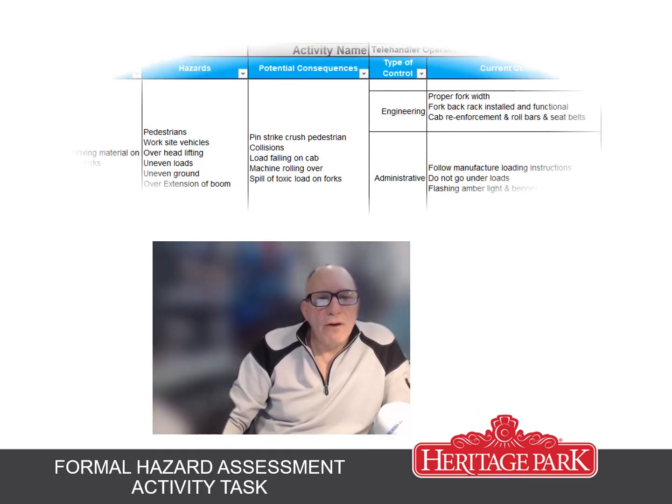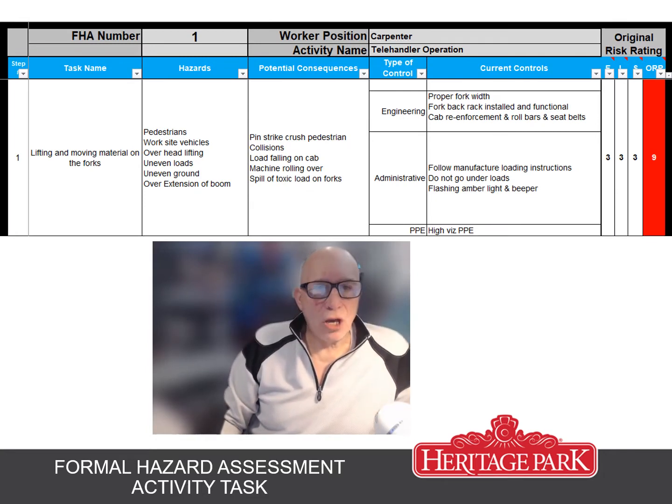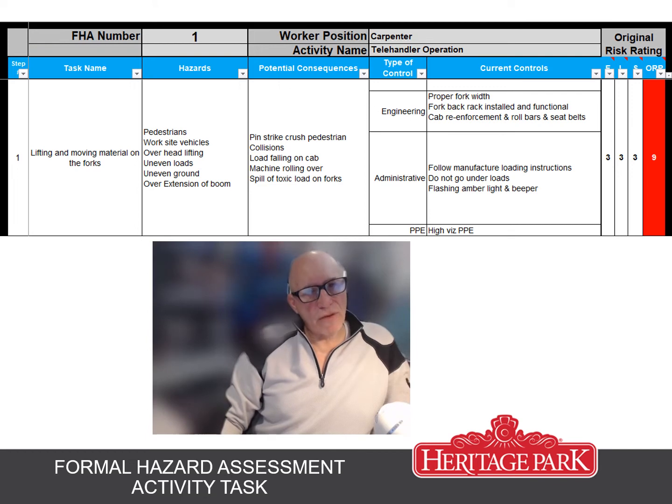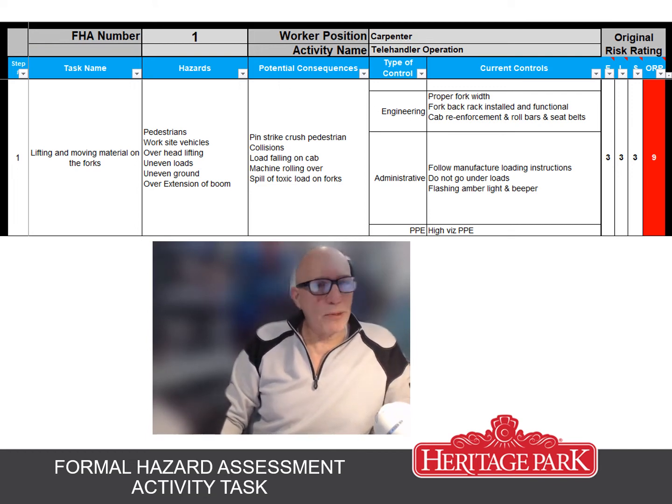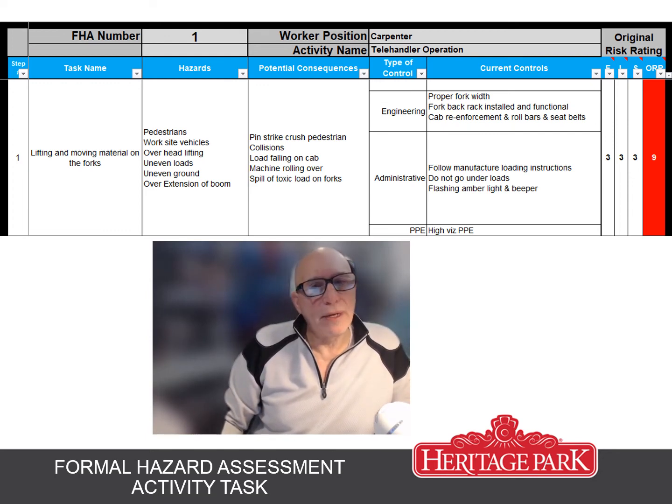We now have the formal hazard assessment, an FHA. You'll notice that the FHA is numbered. It's related to a worker position, which is the carpenter, and the activity that that carpenter is performing is operating a telehandler.